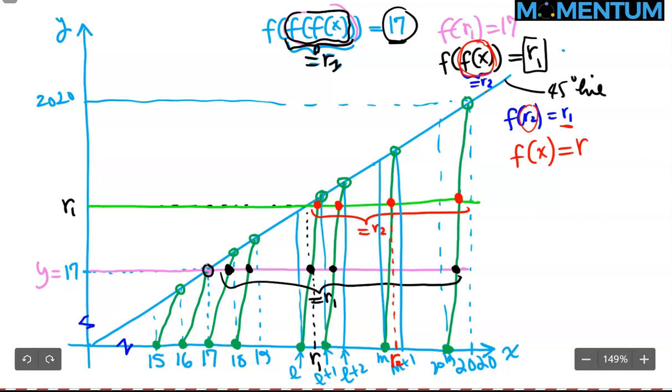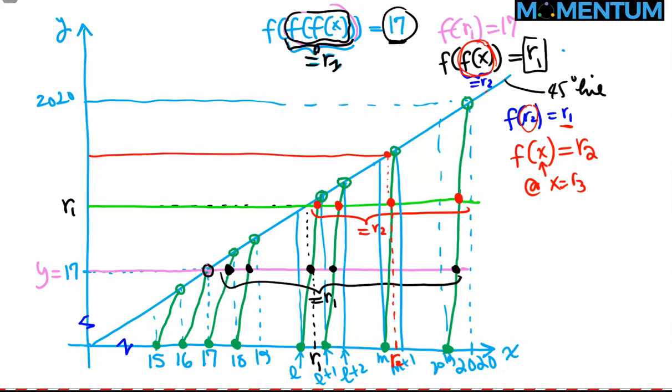We need to find an x which will make it equal to R2. That x, let's call it x equals R3. Now we need to figure out where R3 is, and now just pretty much the same trick that we did. We go back all the way up to the 45-degree line. Aha! So whatever that value is, that is our R2, and now we can draw our last horizontal line. And within that horizontal line, we will now go ahead and start picking the R3s.